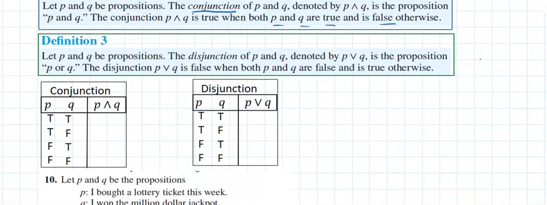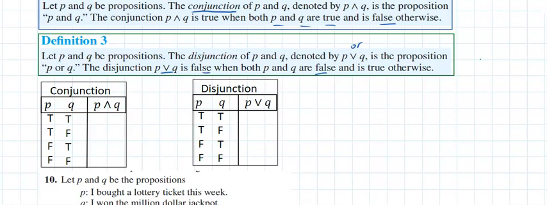Definition 3 talks about let P and Q be propositions. The disjunction of P and Q, denoted by P or Q, or both in this case, is a proposition that is false when both P and Q are false, otherwise always true.